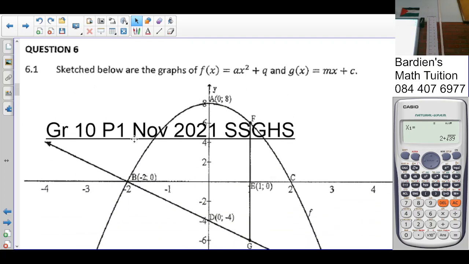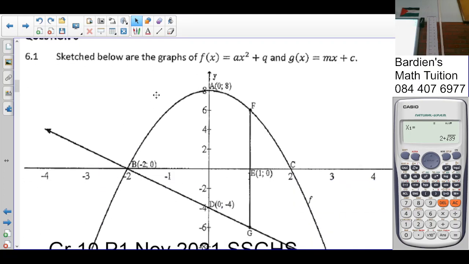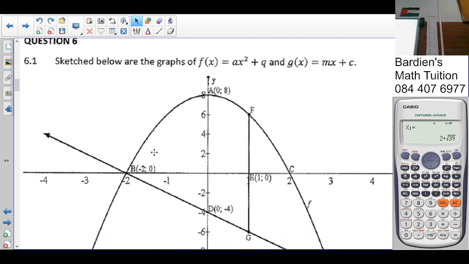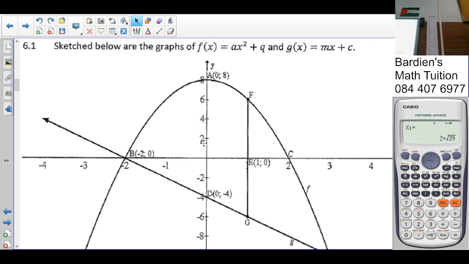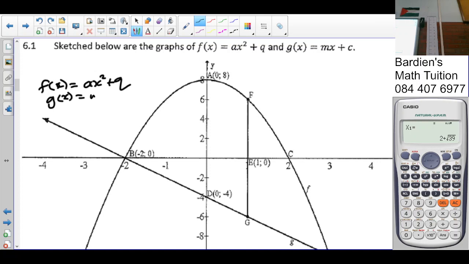In question 6 we are told, sketch below are the graphs of f of x equals ax squared plus q, while g of x is equal to mx plus c. So again I'm going to draw this here. I'm going to move the graph up a bit, and make this a bit smaller.